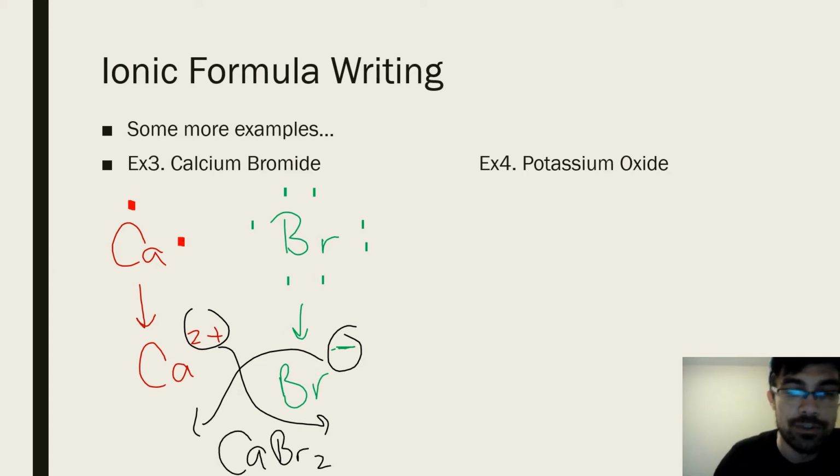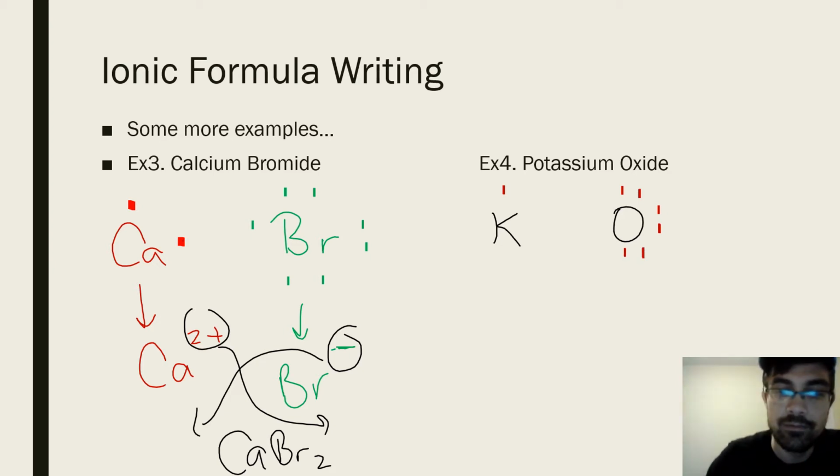Okay, so they switch, and you end up with CaBr dos. That's 2 in Spanish if you're not sure. So pretty simple. Okay, next one, potassium oxide. So potassium is in group 1. Oxygen is in group 16, so it has 6 valence electrons.